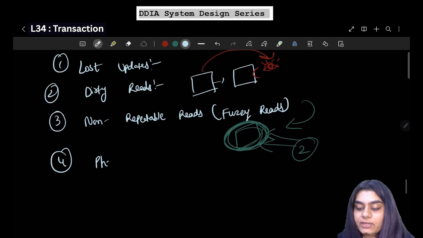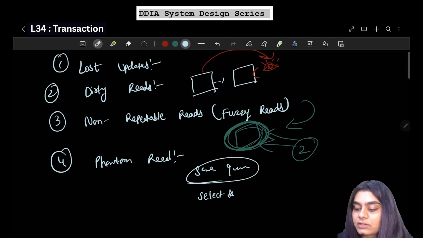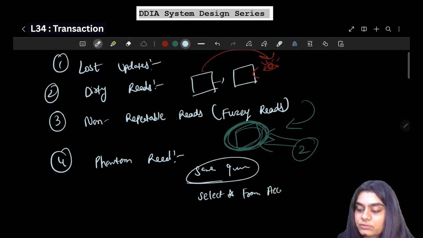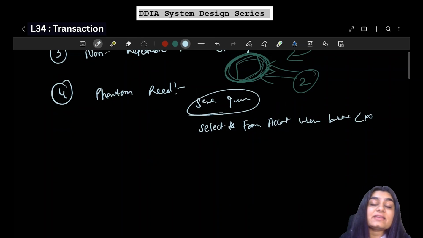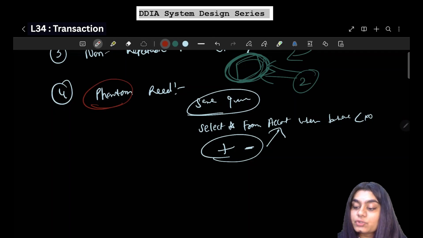Another one is phantom read. A transaction re-executes the same query, for example, select star from account where balance is less than 100, and finds that the set of rows has changed. New rows appear or some rows disappear because another transaction has inserted or deleted rows that meet the query condition. The phantom is the new row that was not there initially.